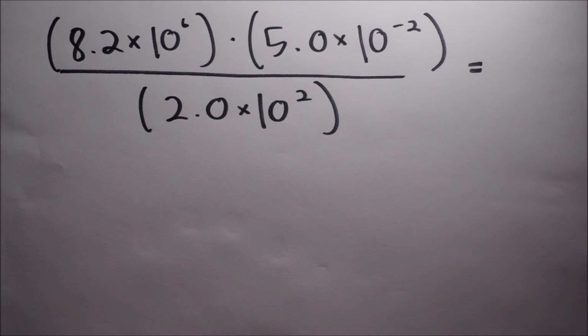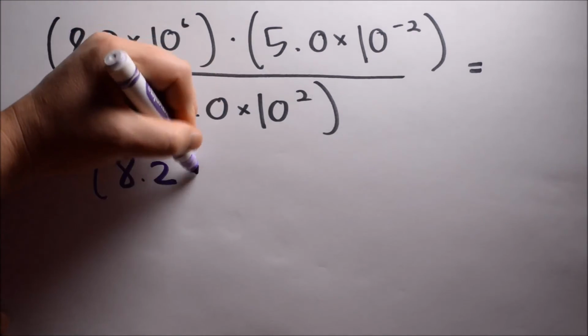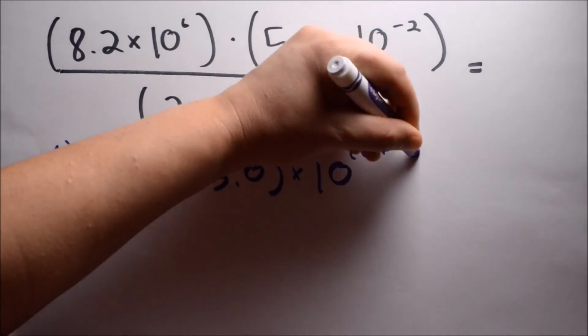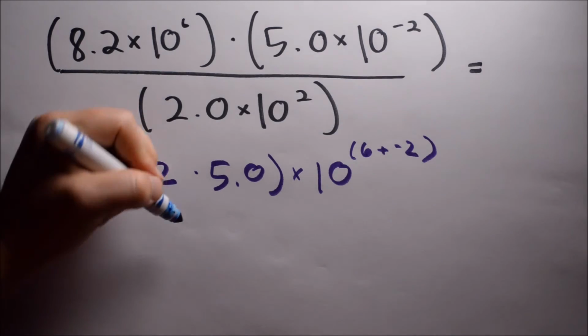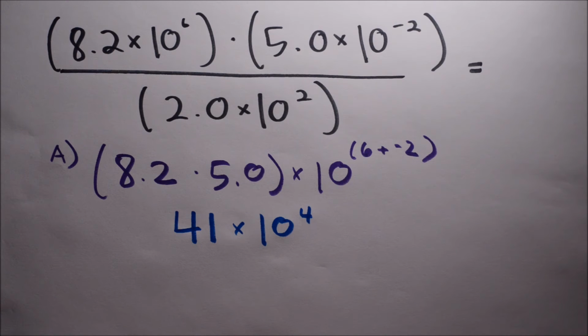Ooh, doesn't this one look scary? Well, it's not too bad. We just got to do it in 2 steps. So in the first part, we have a multiplication problem. Multiply the coefficients, times by your base, and add the exponents. Hey, that's not so bad. 8.2 times 5, that's going to be 41, times 10 to the 6 plus -2 is just 4.